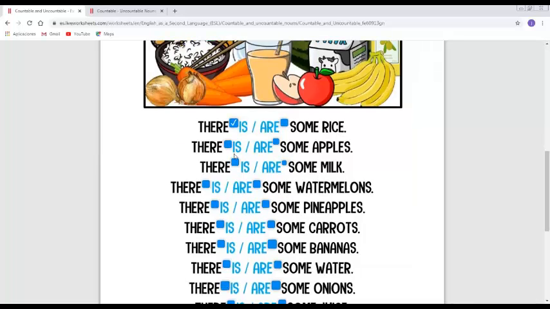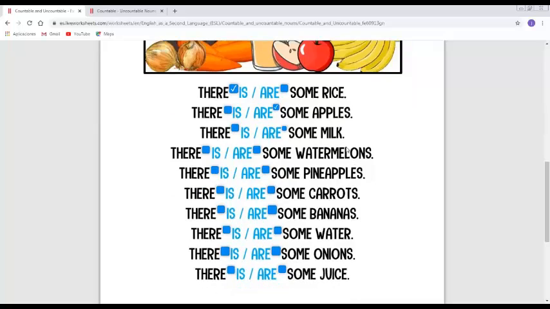Number 2. Apples. Remember, apples, plural. Okay? There are some apples. There are some apples. Okay? Estamos hablando de manzanas. Más de una manzana. Okay? Por lo tanto, es un sustantivo que se cuenta. Countable noun. There are some apples.